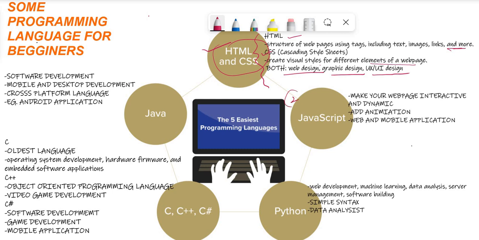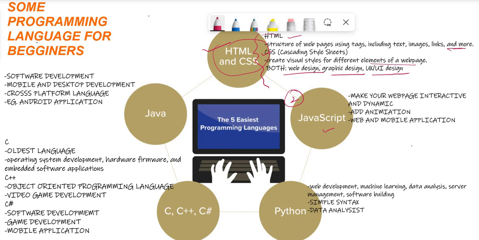The second language that you should learn is JavaScript. JavaScript is used to make the web page, whatever web page you built using HTML and CSS, more interactive, to add animation and so on. You will need JavaScript for that. It is also used for web and mobile application development. The third one is Python. It is one of the most important programming languages today.